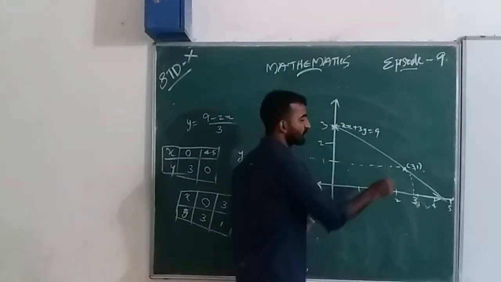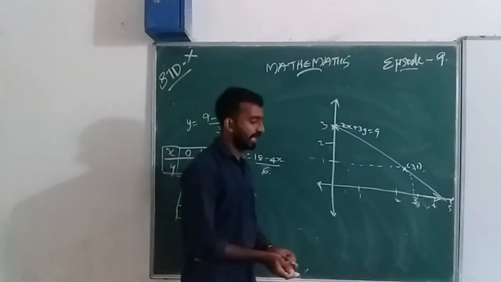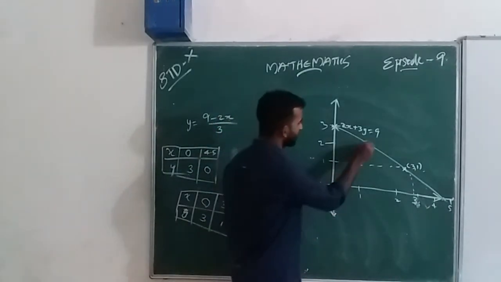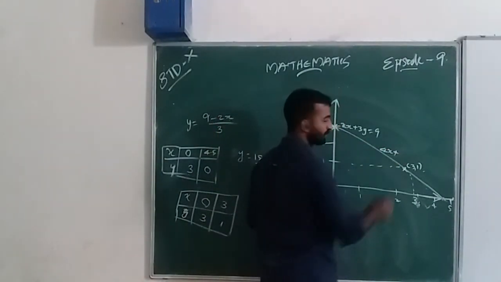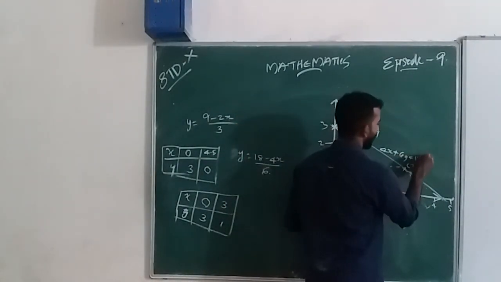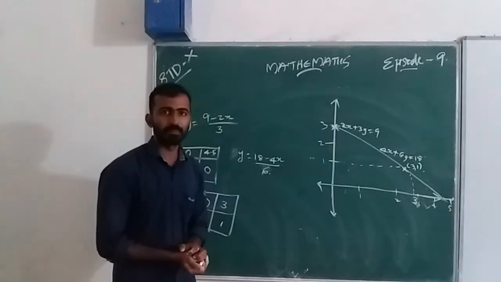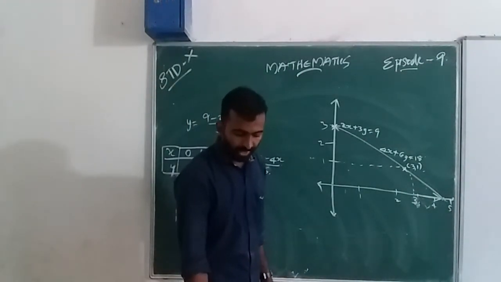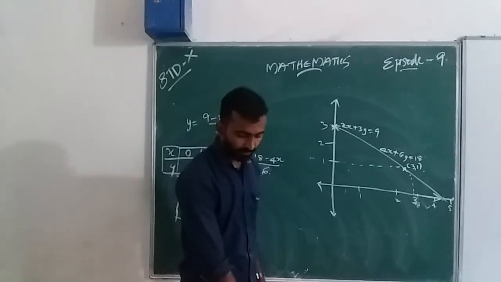And this is also the same as the graph of 4x plus 6y equal to 12. These graphs are the same. Is it? Yes. And another example is here.